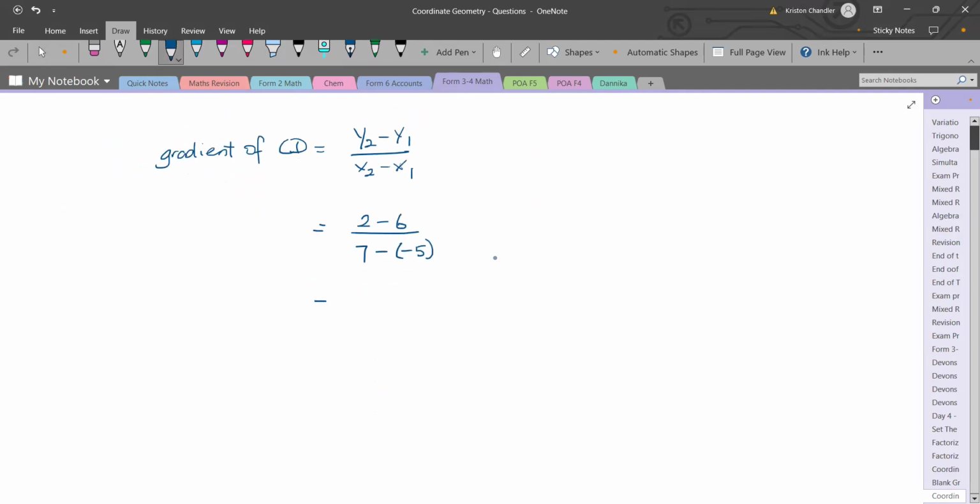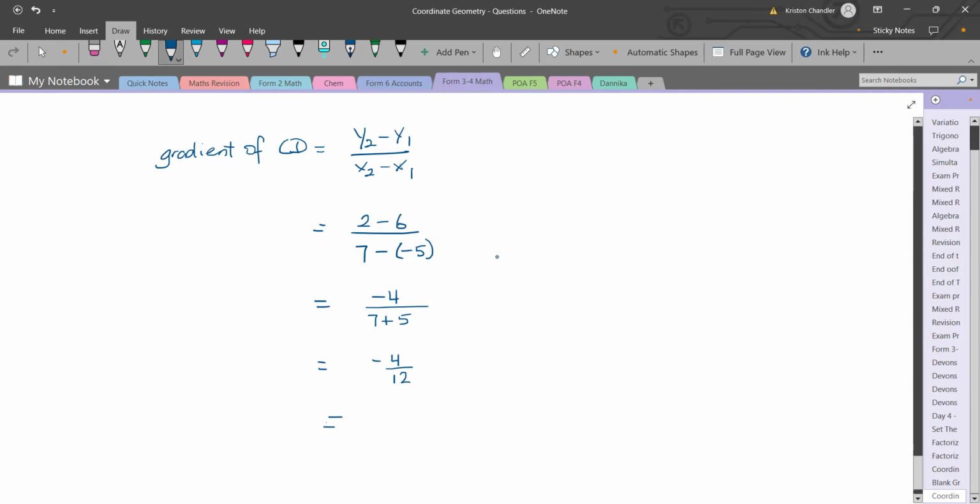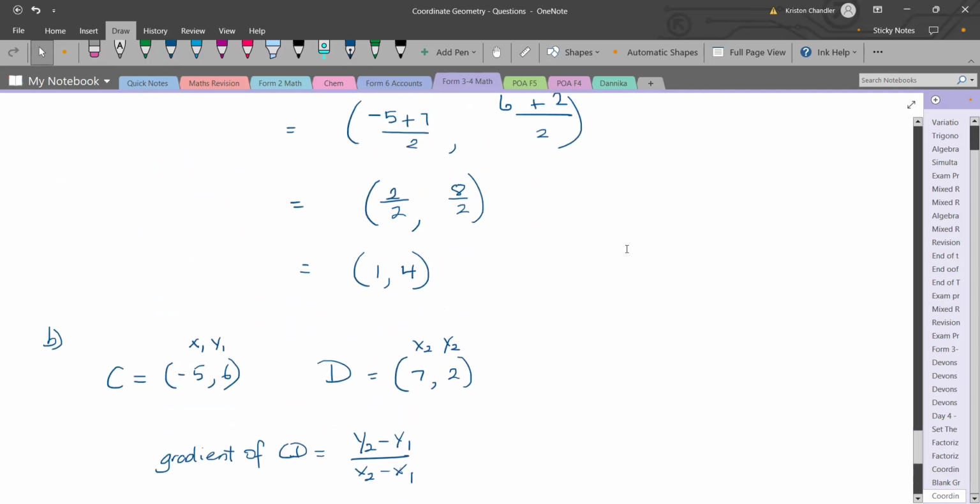So what is going to happen is I'll get 2 minus 6, which is going to give me -4. And underneath here, I'll have 7 plus 5, because the minus by the minus there gives me a plus. So I get -4 over 12. And that's going to give me -1 over 3. Yeah, give me a thumbs up if you're okay with that. Right, so that's the gradient.